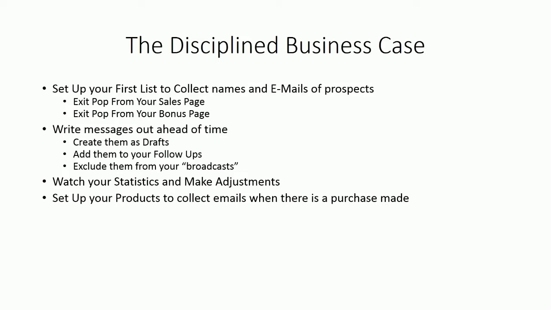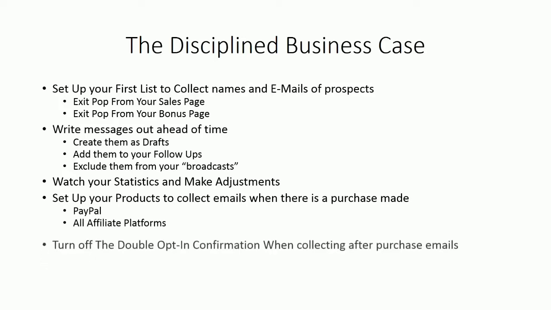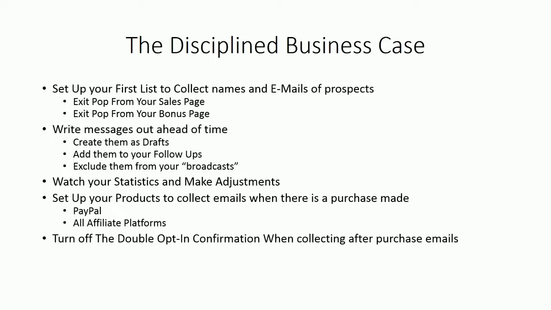So do this process. Make sure that when you sell something, that person gets automatically added to your email marketing list. That means you're going to have to set that up with PayPal, and you can do this with all affiliate platforms. Now, the other thing you need to do, and I think I talked about this in the advanced course, is make sure you turn off double opt-in confirmation when you're collecting purchase emails. After purchase emails, there's no need for you to double opt-in.